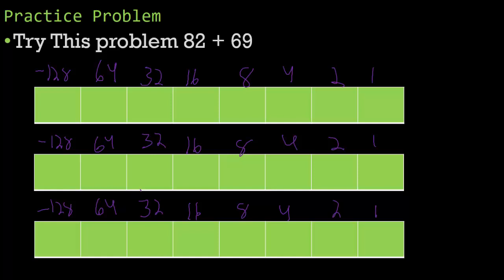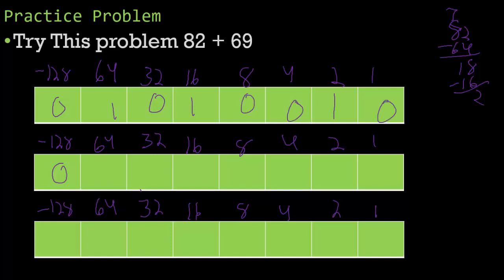Okay, so I know I have two positive numbers here. Both of these are going to be 0. Now, let's start with 82. I need the 64 to help get me to 82. 12 minus 4 is 8, and then this becomes 7. We have 18. To get 18, I don't need a 32. I need a 16, which will leave me 2 left over, and that is right there. So that is my binary number for positive 82.